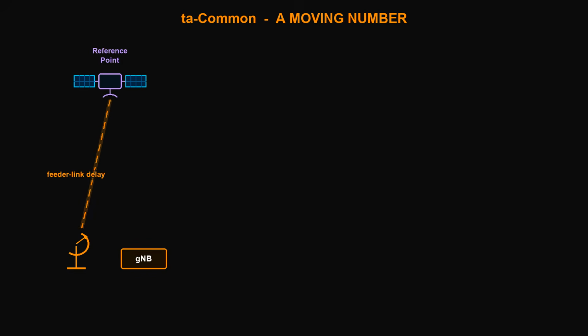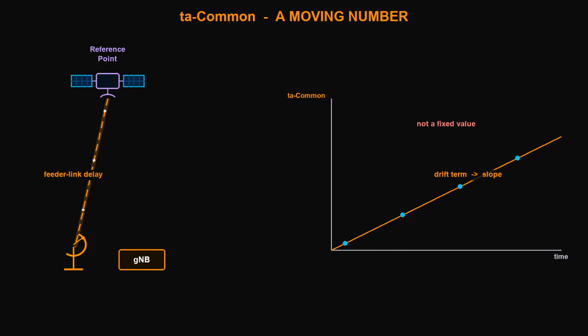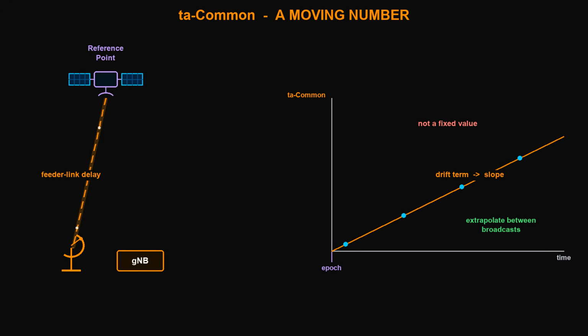Let's zoom in on that common term, because it hides something clever. The feeder link runs from the reference point down to the gateway and the G-node B. On a geostationary bird, it barely moves, but on lower orbits, that distance changes constantly, so its delay is not a fixed number. The network can't broadcast a fresh SIB19 every few milliseconds. So instead, NTA common comes with a drift rate. The phone takes the common value at the epoch time, then extrapolates it forward using that drift, moment by moment, until the next update arrives. It is the same trick the phone uses for its own half. Ephemeris plus GNSS give a position now, and the known orbital motion predicts where things will be seconds later. Between broadcasts, the phone is not guessing, it is running the physics.